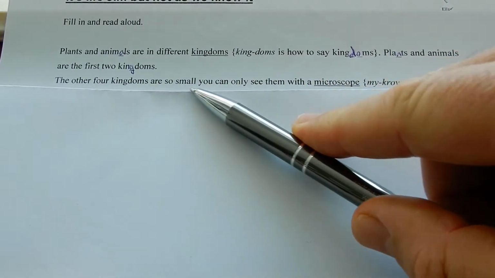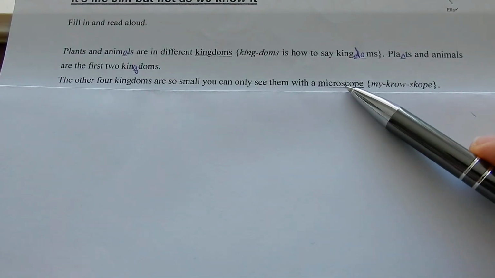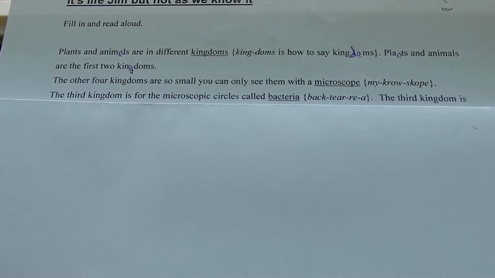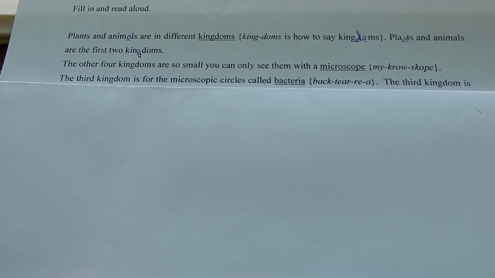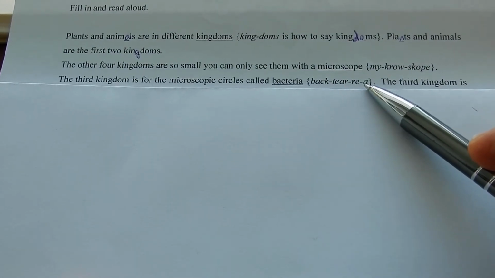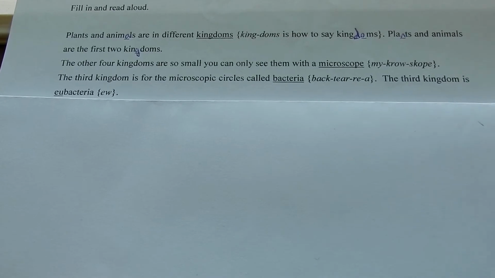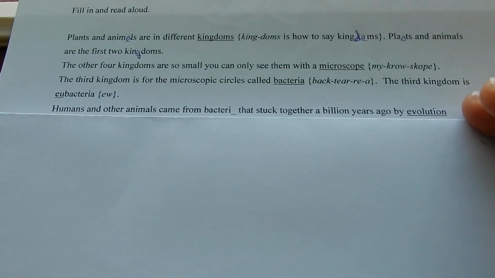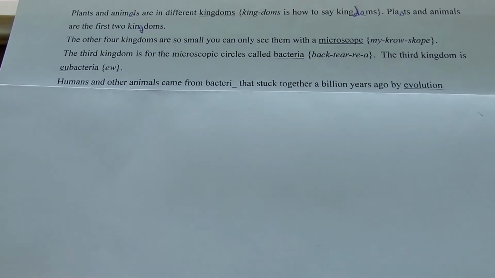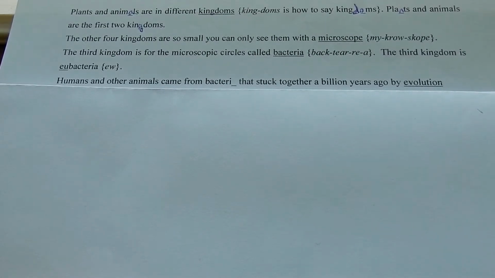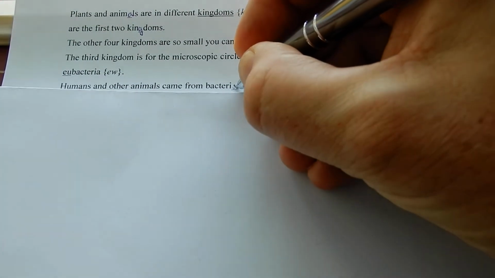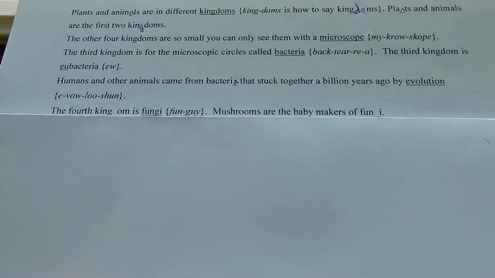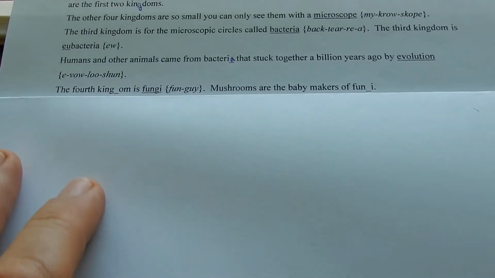The other four kingdoms are so small you can only see them with a microscope. The third kingdom is for the microscopic circles called bacteria. The third kingdom is eubacteria. Humans and other animals come from bacteria that stuck together 1 billion years ago by evolution. Evolution.